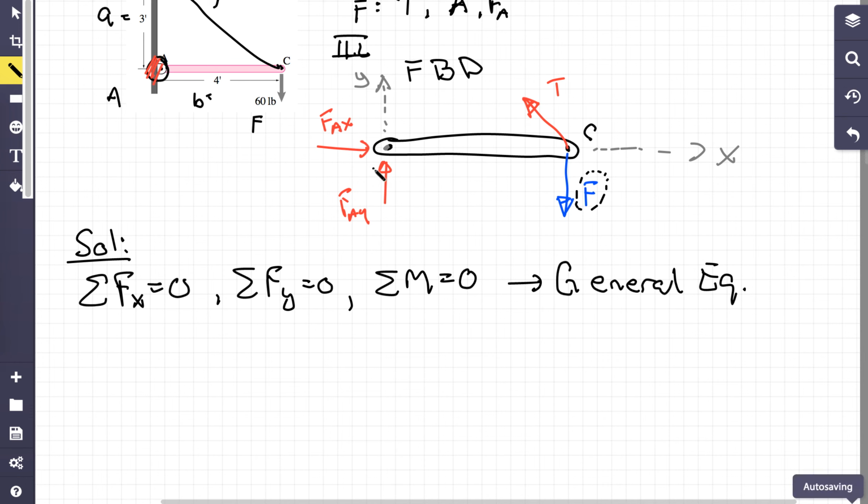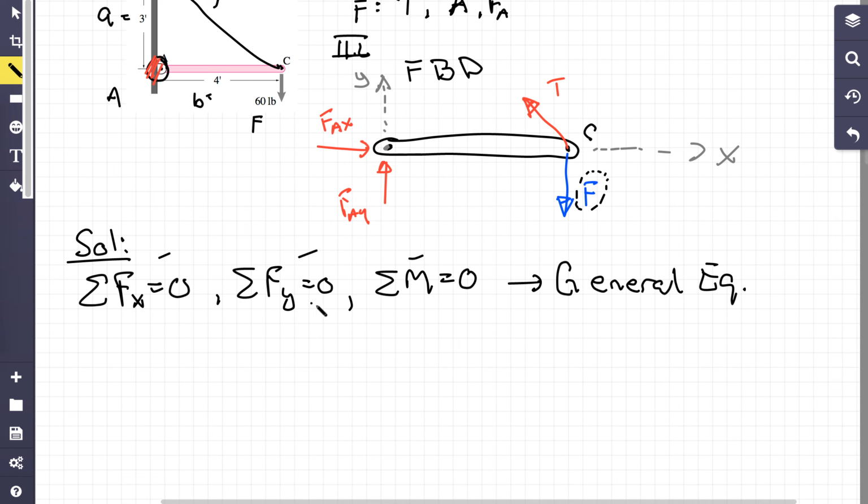All right, so first and foremost, which one do we choose to go first? Well, let's take a look and think it through. If we sum the force in the x direction, we have this force AX, and then we have a component of tension also in the x direction, but we don't know either one. So let's not start there. We can develop the equation, but let's not start there.